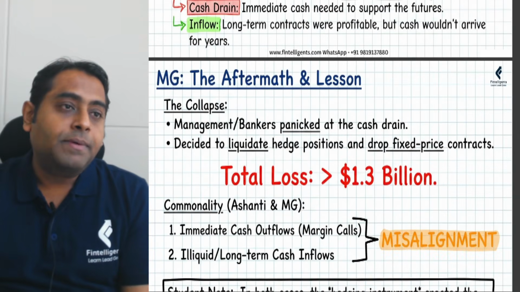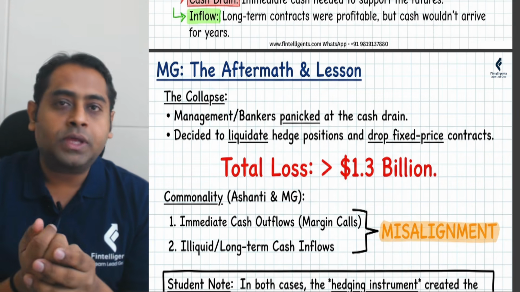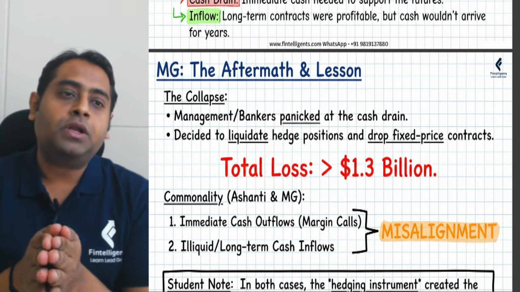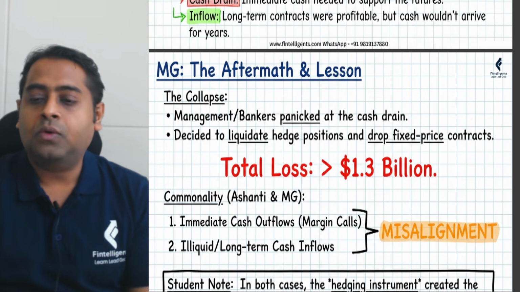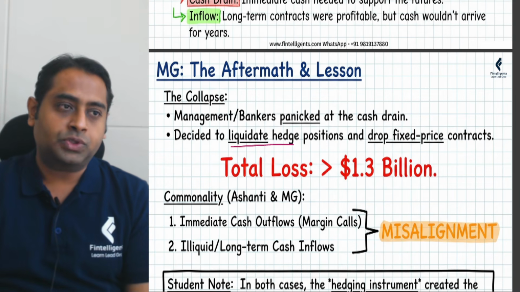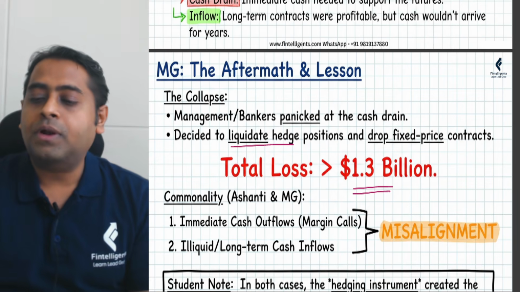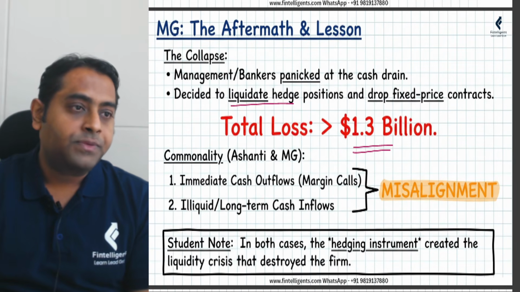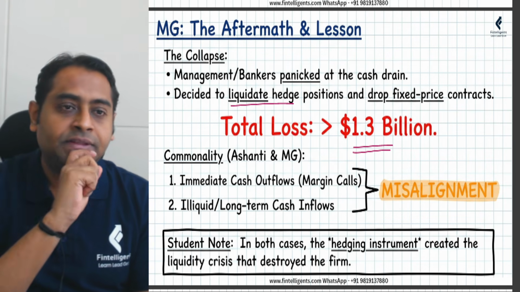And what happened because of this? The management panicked, the main parent company panicked. They said, whatever long position I have taken in the futures contract, let me exit. So they decided to liquidate their position. When they did the entire liquidation, how much was the loss? Around $1.3 billion.